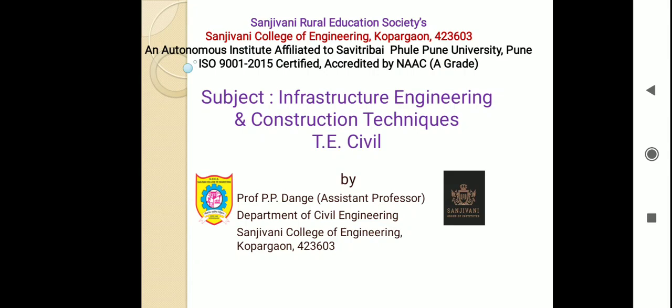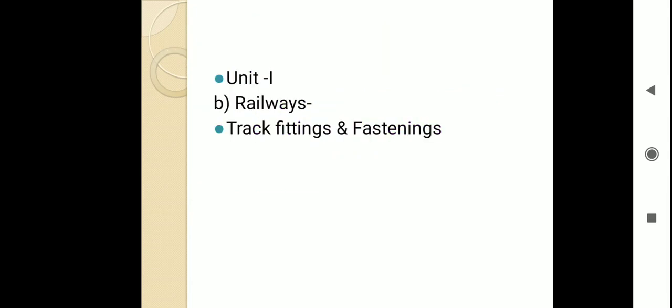In the last lecture, we focused on the main components of the permanent way, that is sleepers and ballast. Now, we will focus on the various types of track fittings and fastenings that are generally used in Indian railways.